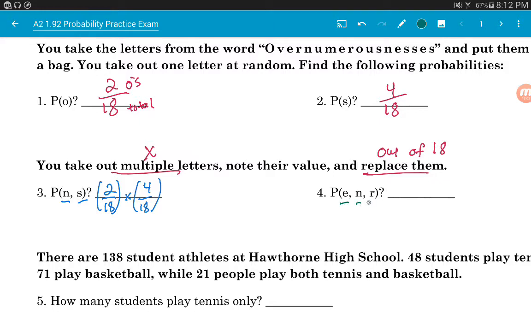Now, E, N, R. So the probability of getting an E is 1, 2, 3, 4 E's. So 4 out of 18 times N's is 2 out of 18. And then R is 1, 2. So it's 2 out of 18 as well. And I would do the same thing. Parentheses around all these, multiply them in my calculator, and give the decimal answer.